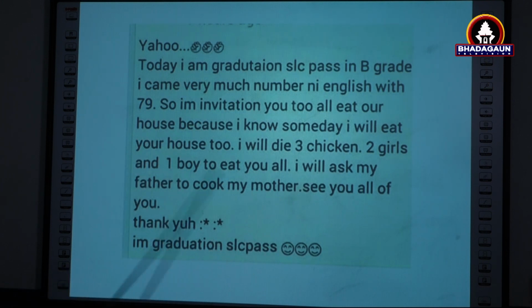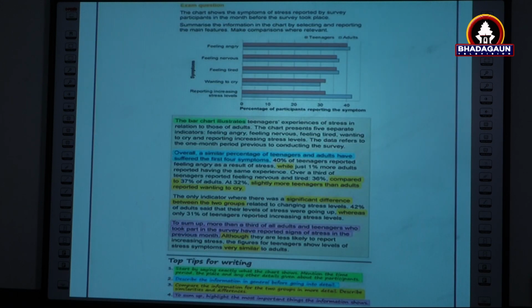He becomes very happy and inviting all of his colleagues and students, friends for a party, right? Chicken party. So he has written in such a way. Very funny one.